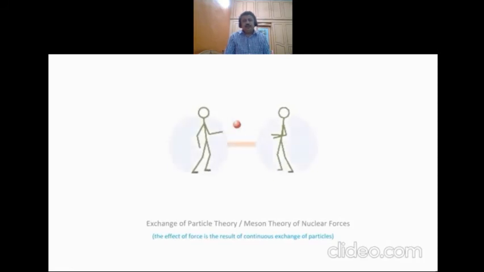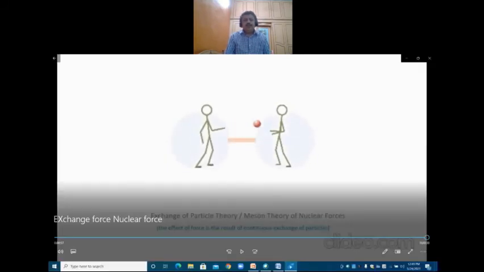Just observe. See, if you replace them by two particles, say one proton and another proton, or one neutron and another proton, because of exchange of a meson like this ball, these two will be bound together or placed together. So a force is created between the two. This force is the nuclear force, and this nuclear force is created because of exchange of a particle, that is the meson.